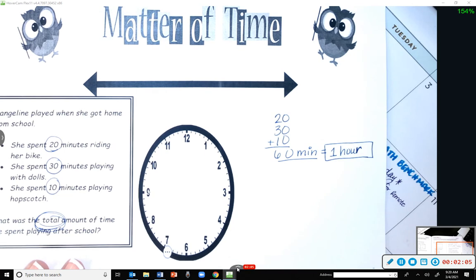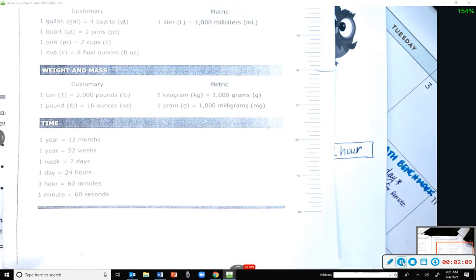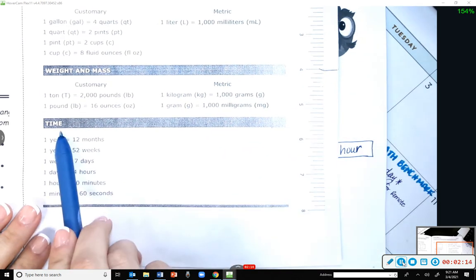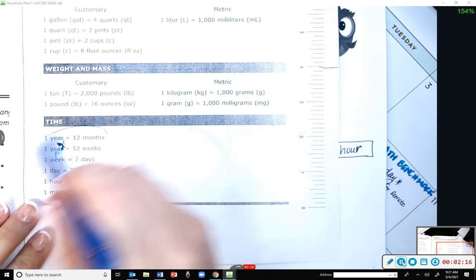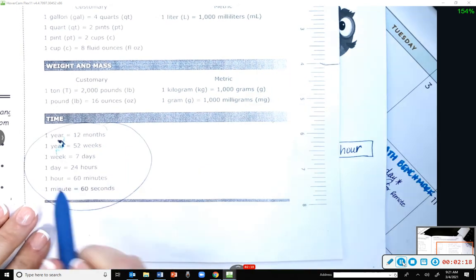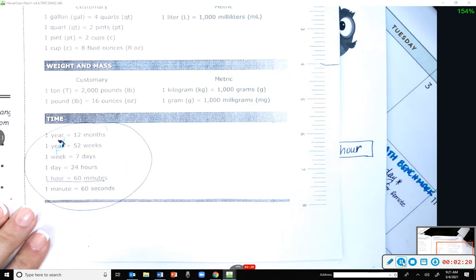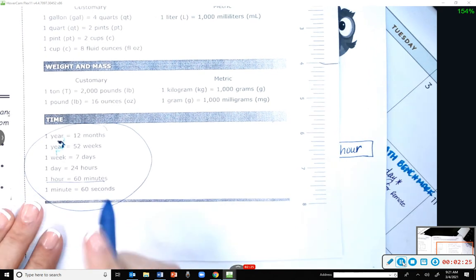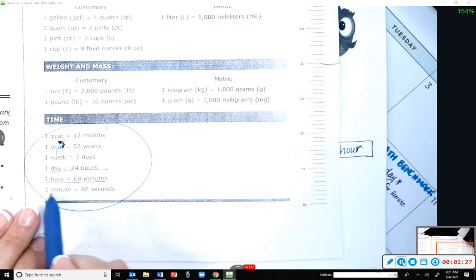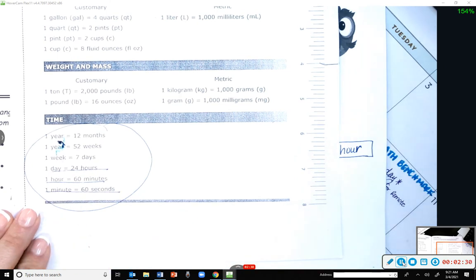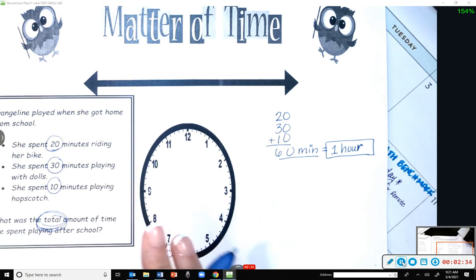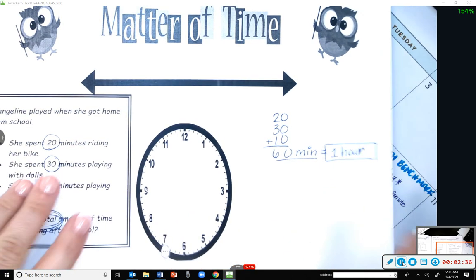You guys will also see that, if you look at your math chart, you will see it has a section on time. It does tell us that 1 hour equals 60 minutes. So, use this if you're not sure. It has a day equals 24 hours. 1 minute equals 60 seconds. All of that we put in our notes the other day. Okay, let's flip to the next page.